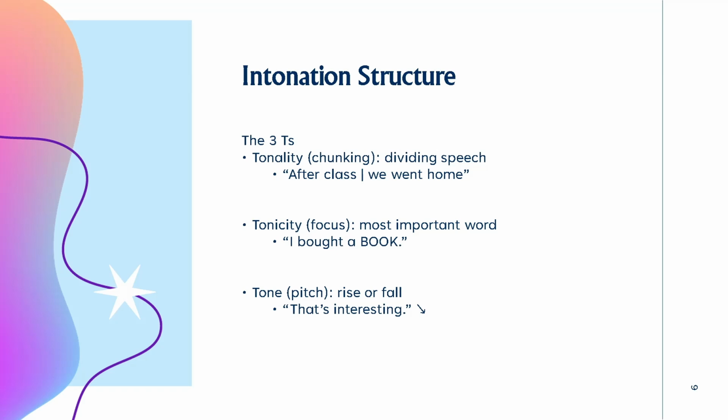The second T is tenacity, which is choosing the most important word in the chunk. For example, I bought a book. The third one is tone, which is a pitch movement such as rising or falling. For example, that's interesting. Together, these three help organize spoken English clearly.